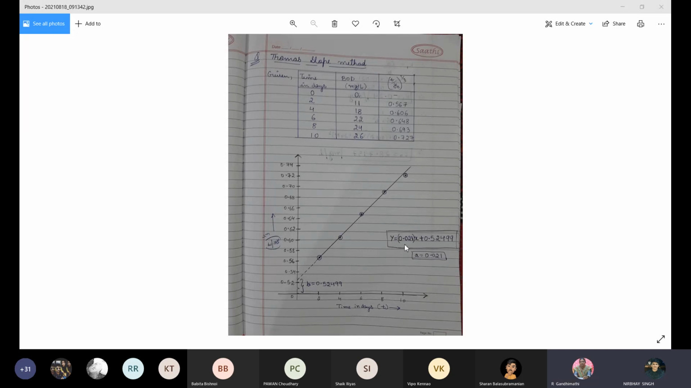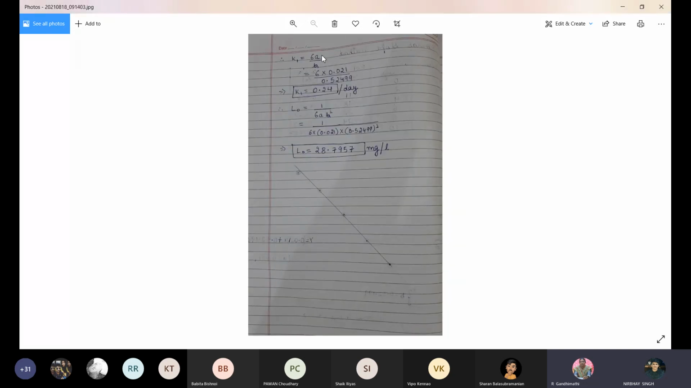From that, the slope came to be 0.021 and the y-intercept is 0.499. After this, using the formulas 6a by b and 1 by 6ab square, I got K1 equal to 0.24 per day and L0 equal to 28 mg per liter.